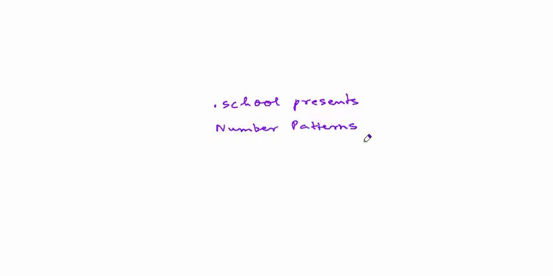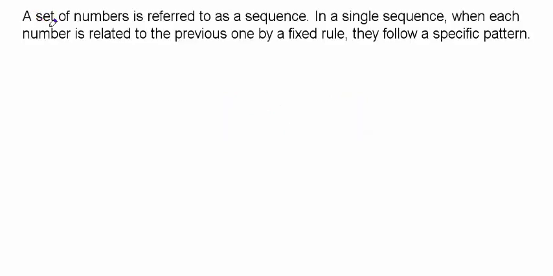Dart School presents number patterns. A set of numbers is referred to as a sequence. In a single sequence, when each number is related to the previous one by a fixed rule, they follow a specific pattern.